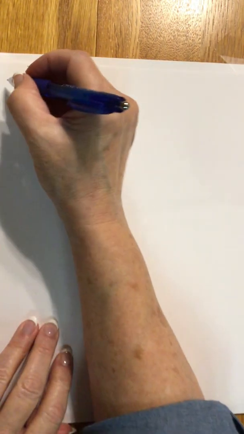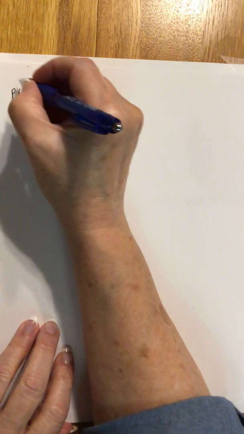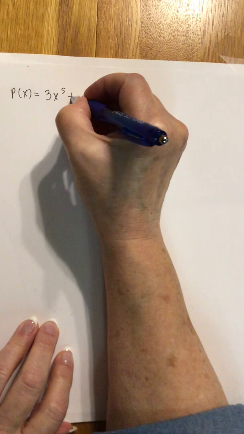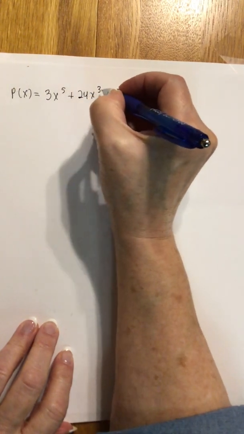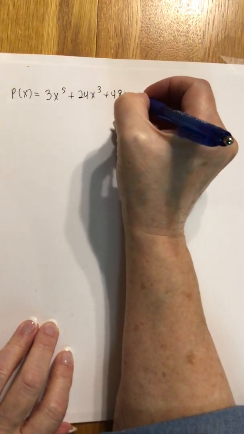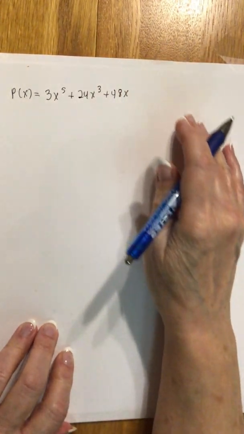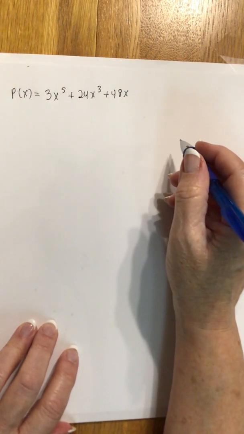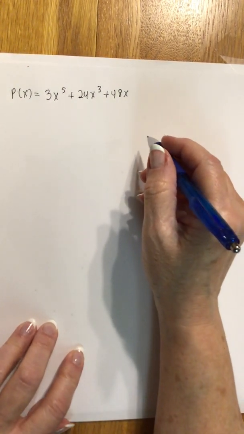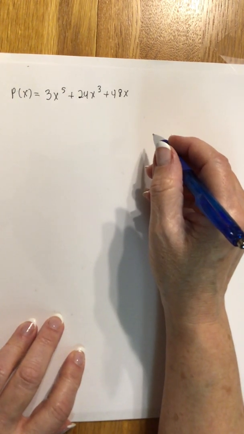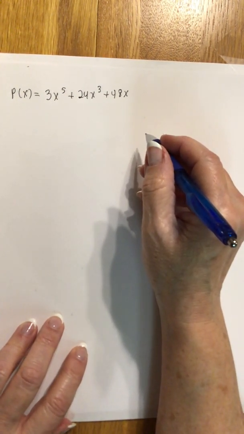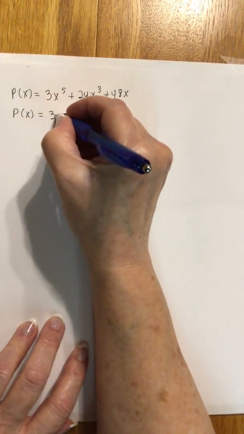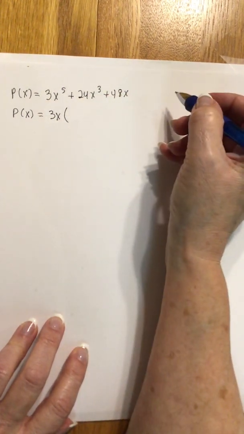So this one is p of x. So this is an example, 3x to the 5th plus 24x to the 3rd plus 48x. Okay, so our job is to factor. So we're going to factor this first by looking and seeing if there's anything in common all the way across, which we see that there is a greatest common factor. So p of x is going to be 3x out of each one of them.